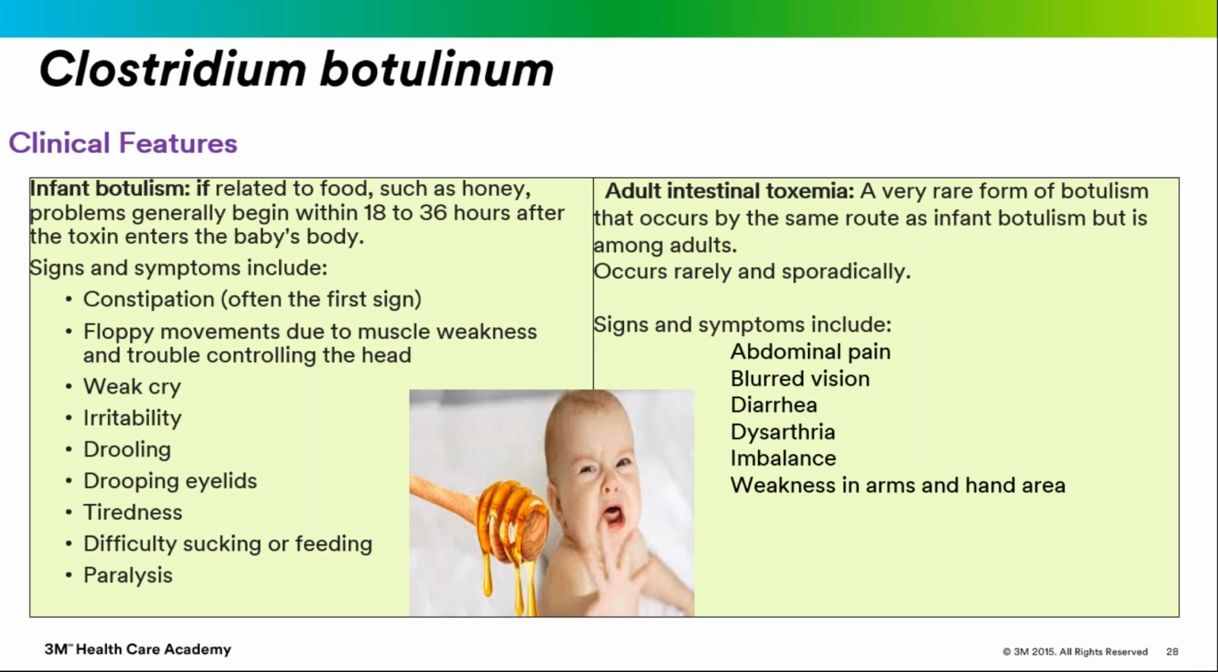Let's talk about the clinical features: infant botulism and adult intestinal toxemia. We will be talking about these two features. Under infant botulism, if the disease is related to food such as honey, problems generally begin within 18 to 36 hours after the toxin enters the baby's body.